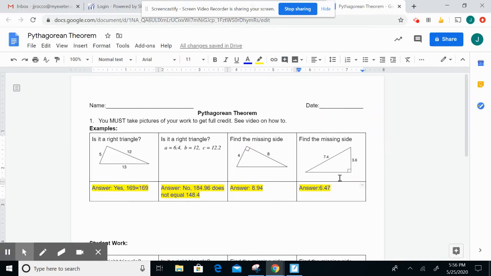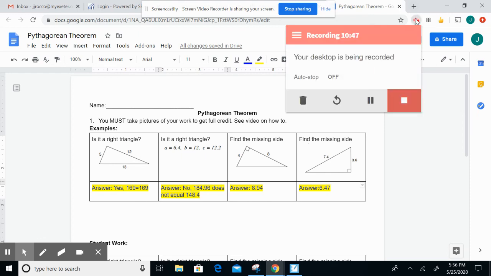One thing to keep in mind here is when we found C, the longest side, in the third problem, it's our longest side. Whereas when we were only finding the A or the B, the shorter side, 7.4 is still our longest side, our C. So that's one way you can check to make sure your work is correct. Other than that, that will be about it.